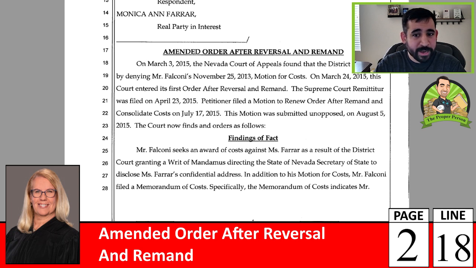I suppose that's possible, because the order after reversal and remand that she entered on March 24, 2015 was erroneous. She wasn't supposed to do that because the remitter hadn't issued yet. And so that order would have been void ab initio. In Latin, it means from the start. That was an order with no enforceability.